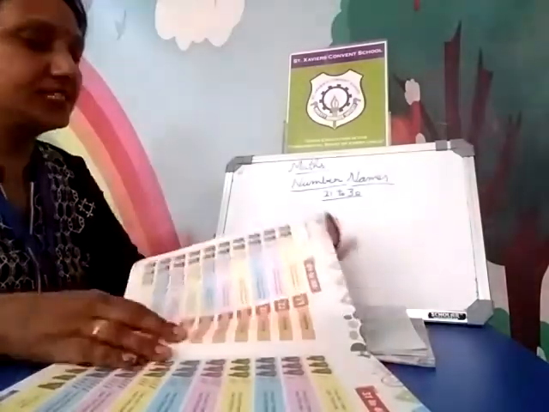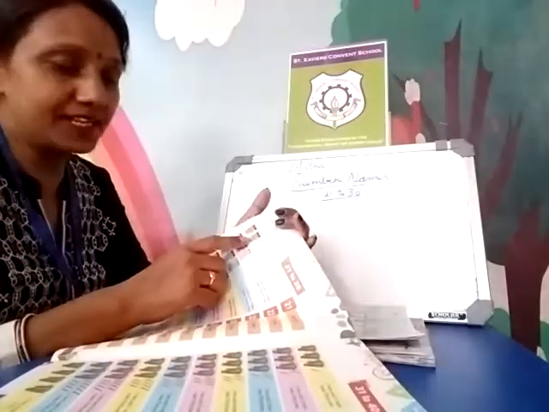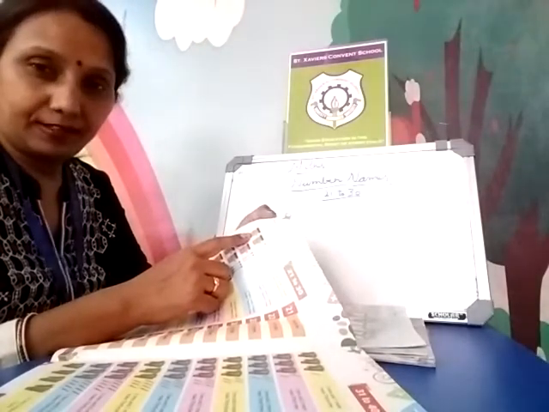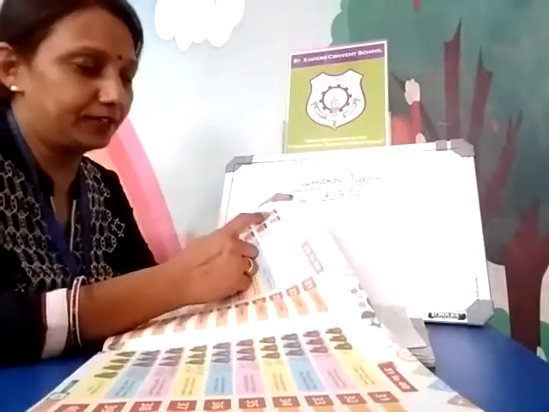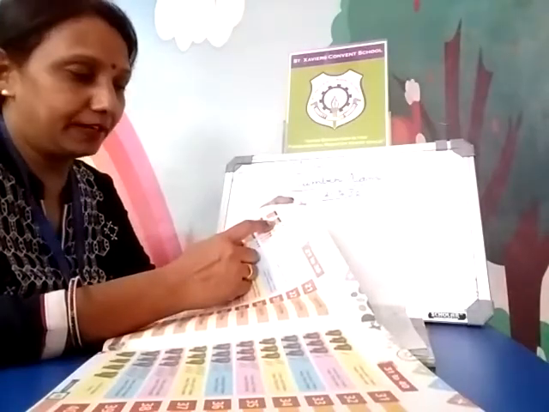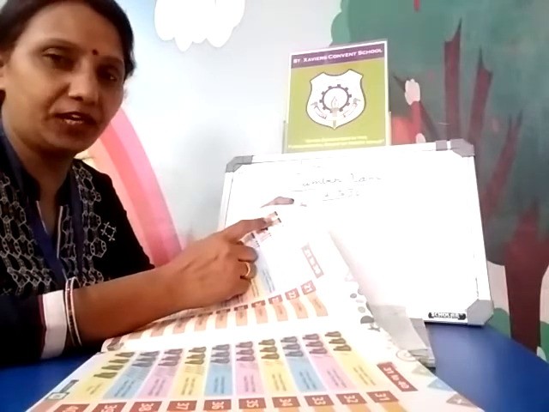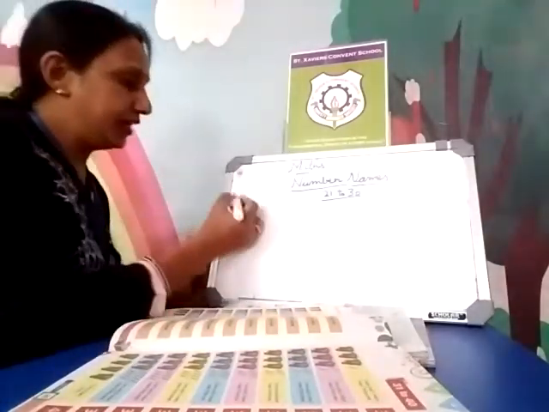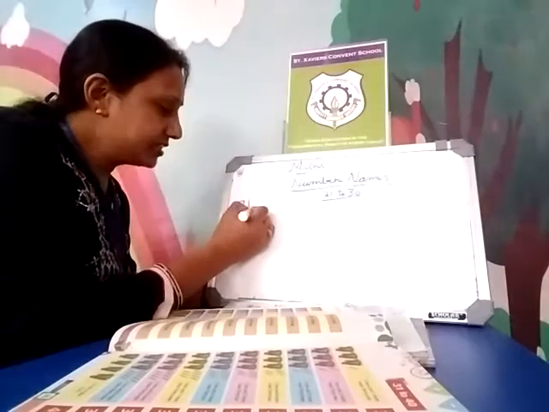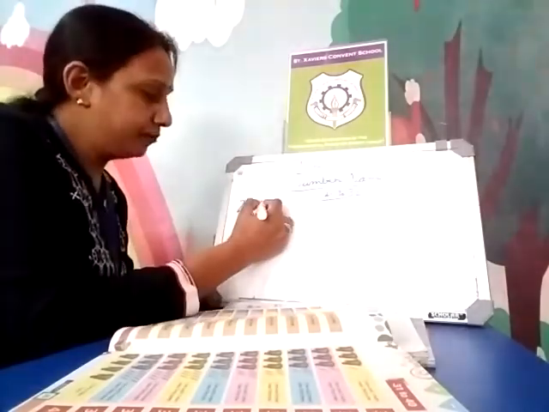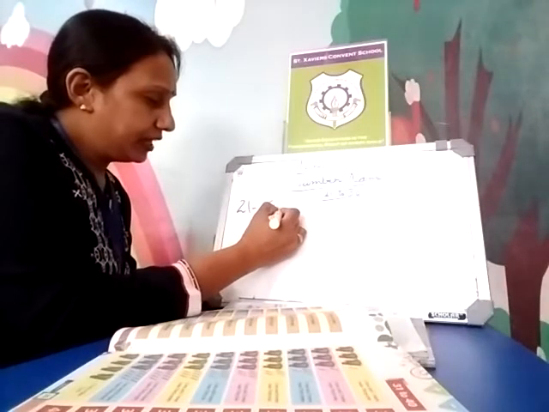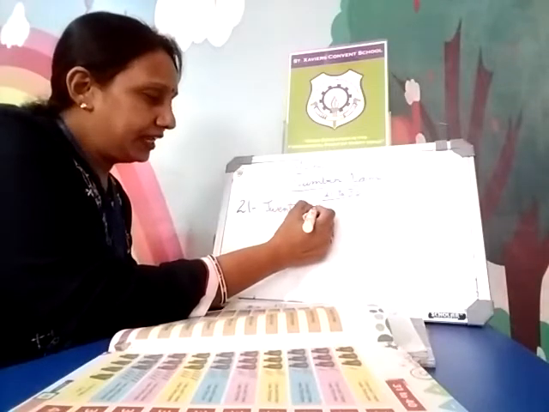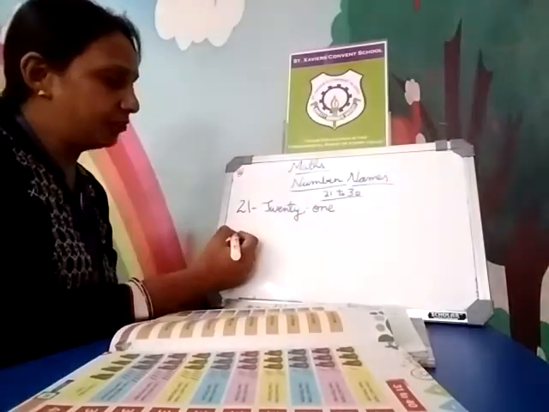Here you can see matchstick bundles, 10 bundle. 1 bundle of 10, 2 bundles of 10. It becomes what? 10 plus 10, 20, and 1 more is what? 21. And the spelling of 21, this one is the number and this is the number name: TWENTY, 20, ONE, 1, 21.